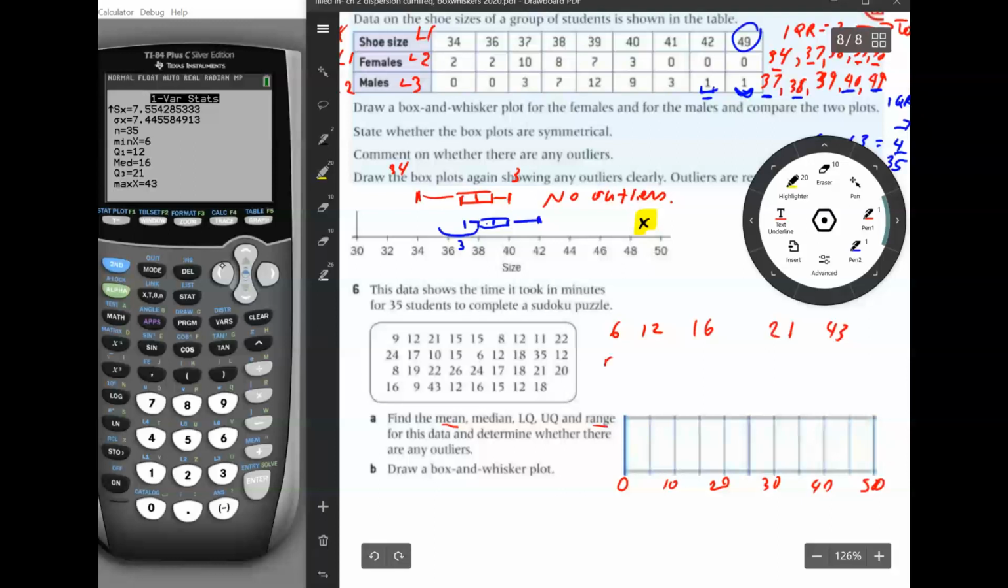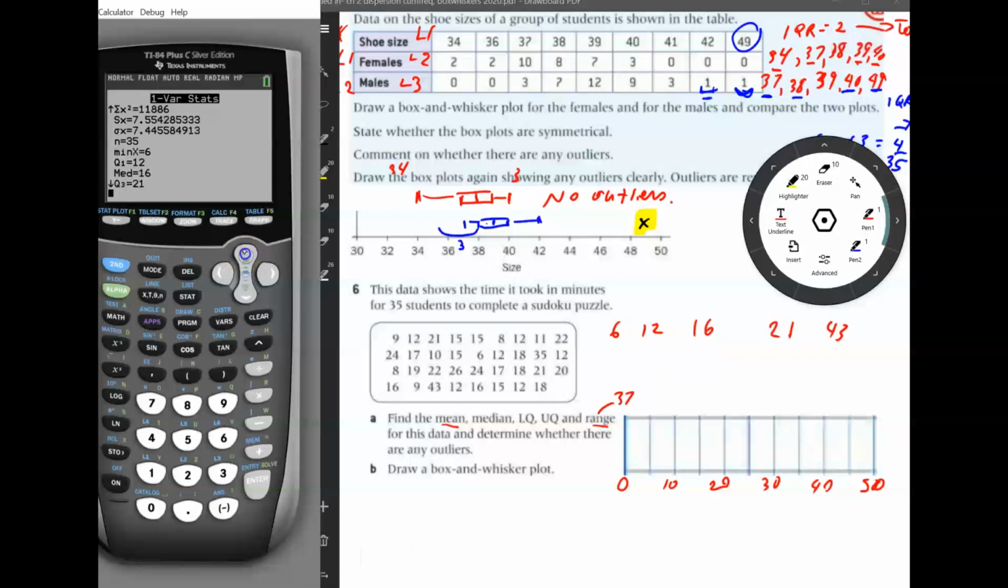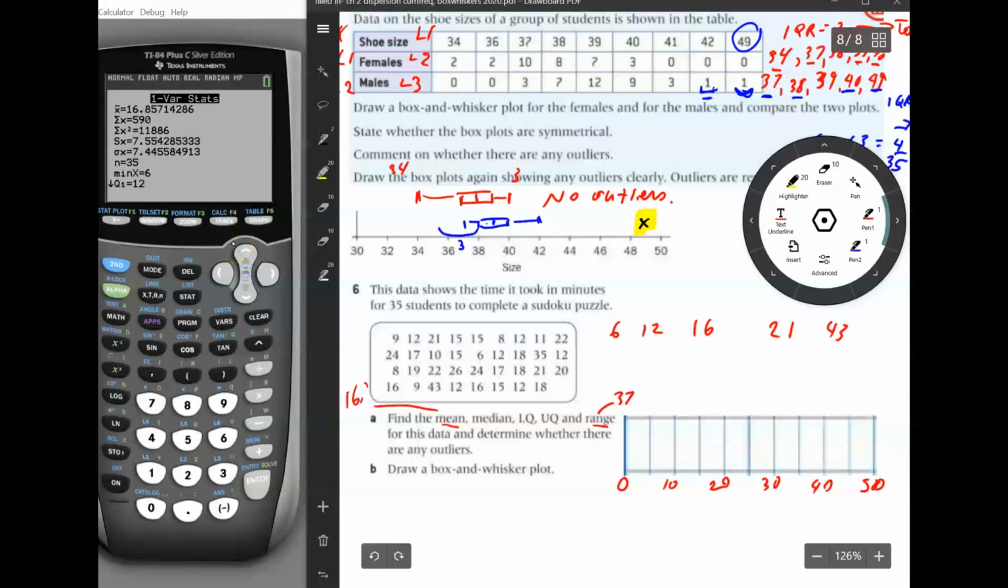Remember how to find range? The range is equal to the max minus the min, which would be 43 minus 6, which is 37, right? So the range is 37. And then for the mean, we go up and look at the top of the display here, because it's x-bar right at the top. It's 16.9 when I round correctly. So the mean is 16.9. Notice that the mean is pretty close to the median. That's usually the way it works.